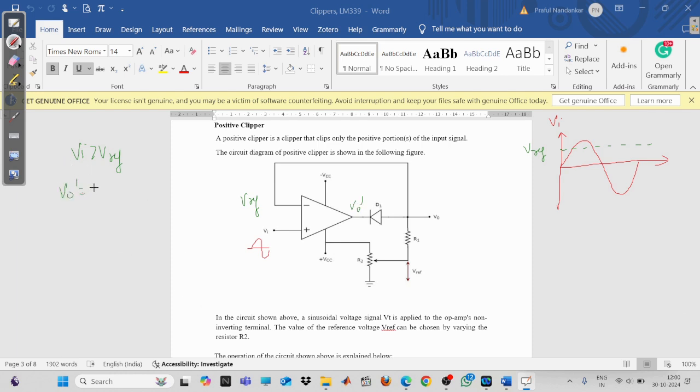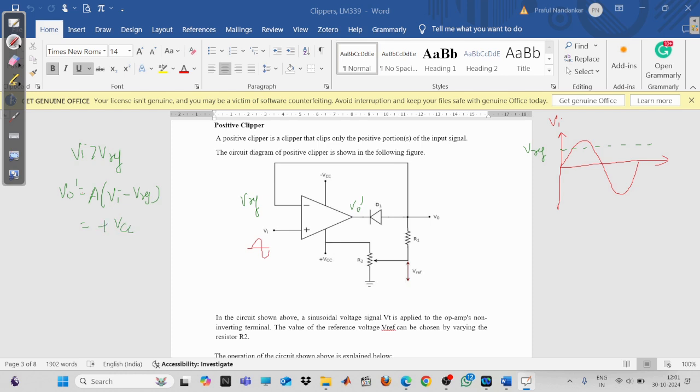VO dash will be equal to the open loop gain of the operational amplifier times Vi minus V reference. This open loop gain is infinity for the ideal op-amp, and for the practical op-amp it is 1 into 10 to the power of 6. Still the value is very large. So this will be a positive value, because Vi is higher than the V reference and it is multiplied by the very high gain of the operational amplifier. So that will be saturated.